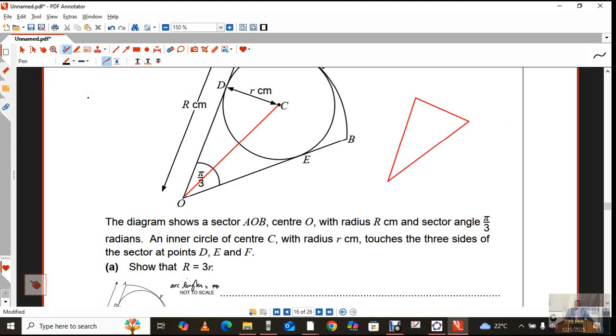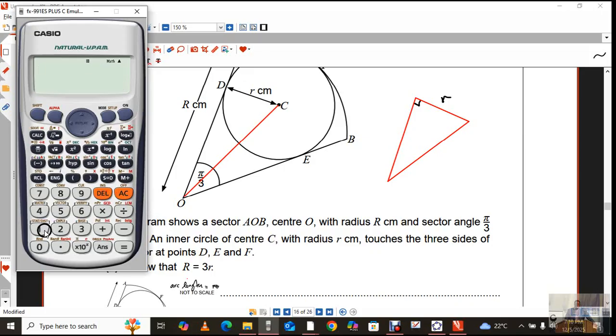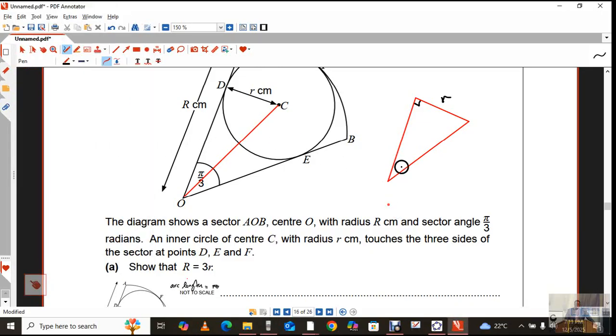There's a triangle. This over here is R. This over here, guess what? It's 90 degrees because it is a tangent to radius. This is going to be half of pi over 3, and half of pi over 3 is pi over 6. So this over here is pi over 6. This is OC. So I'm looking for O to C.